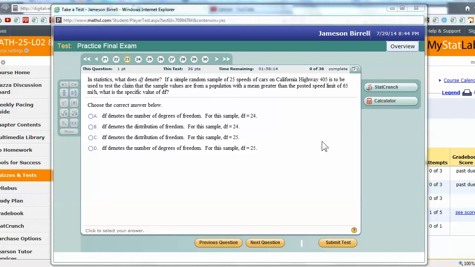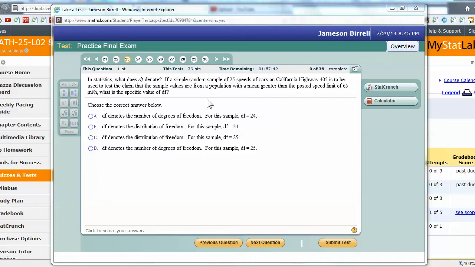So here's the practice final, question number 23. In statistics, what does DF denote? That is the degrees of freedom. If a simple random sample of 25 speeds of cars on California Highway 405 is to be used to test the claim that the sample values are from a population with a mean greater than the posted speed limit of 65 miles per hour, what is the specific degrees of freedom?